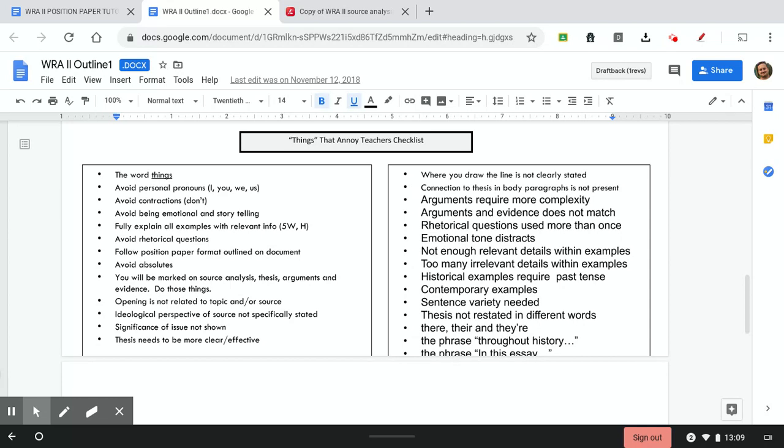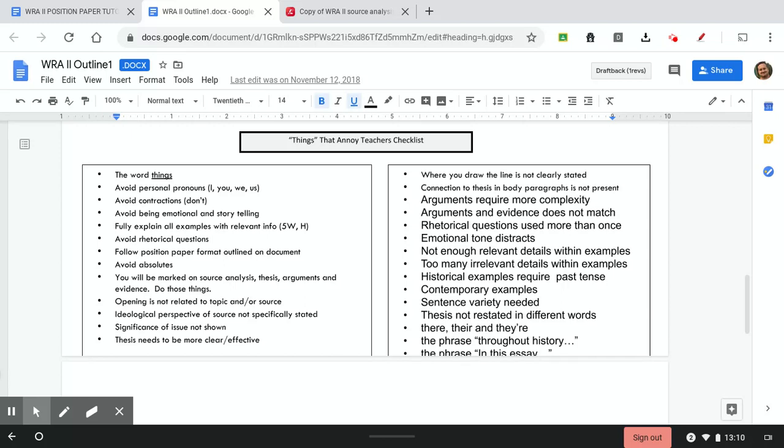Oftentimes, students will go off on what I call a rant. This does not belong in a WRA 2. If you're just telling me a story about how you feel, you're not doing the assignment. Fully explain all examples with relevant info, right? Who, what, where, when, why, and how. Avoid rhetorical questions. Follow position paper format outlined on document.